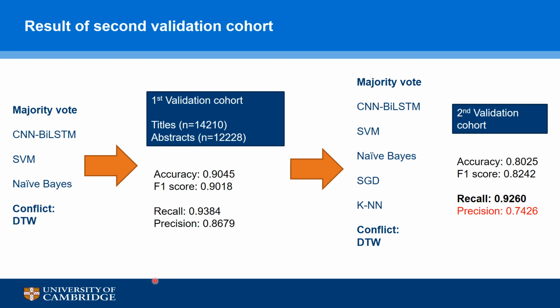In order to try to improve the precision score, we expanded the majority vote members to include the stochastic gradient descent and k-nearest neighbor classifiers, but we still kept the DTW algorithm as a conflict resolver. However, unfortunately, that just led to overfitting, as we did keep the recall high, but we lost a lot of the precision. So we unfortunately did worse off in the second validation cohort than the first validation cohort, suggesting that we should not have expanded the majority vote.